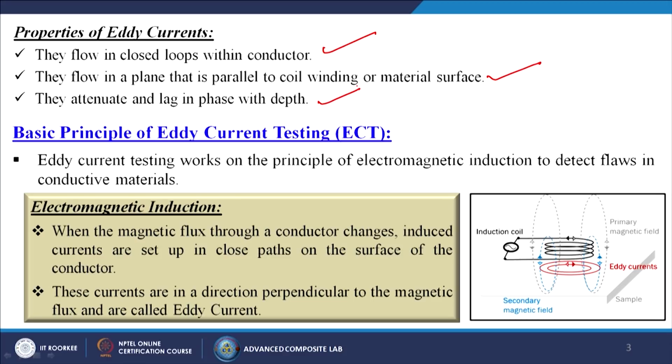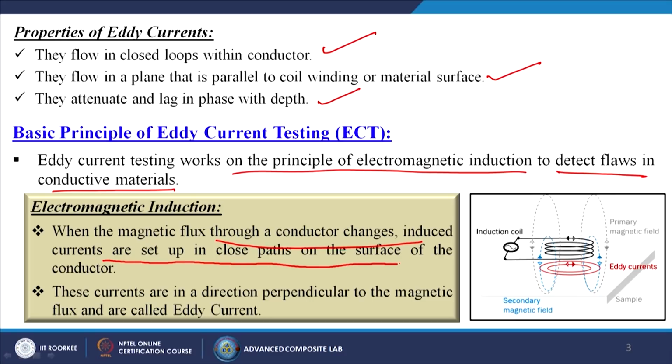Now, what are the basic principles of eddy current testing? Eddy current testing works on the principle of electromagnetic induction to detect flaws in conductive materials. Electromagnetic induction: when the magnetic flux through a conductor changes, induced currents are set up in closed paths on the surface of the conductor itself.